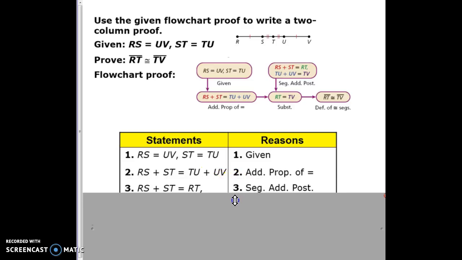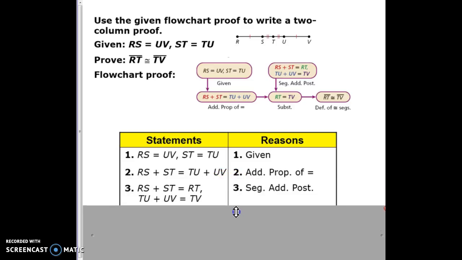All right, so I move down a little bit more here. I've got segment addition postulate, right? The parts equal the total. And again, the parts, TU and UV, equal the total, TV.